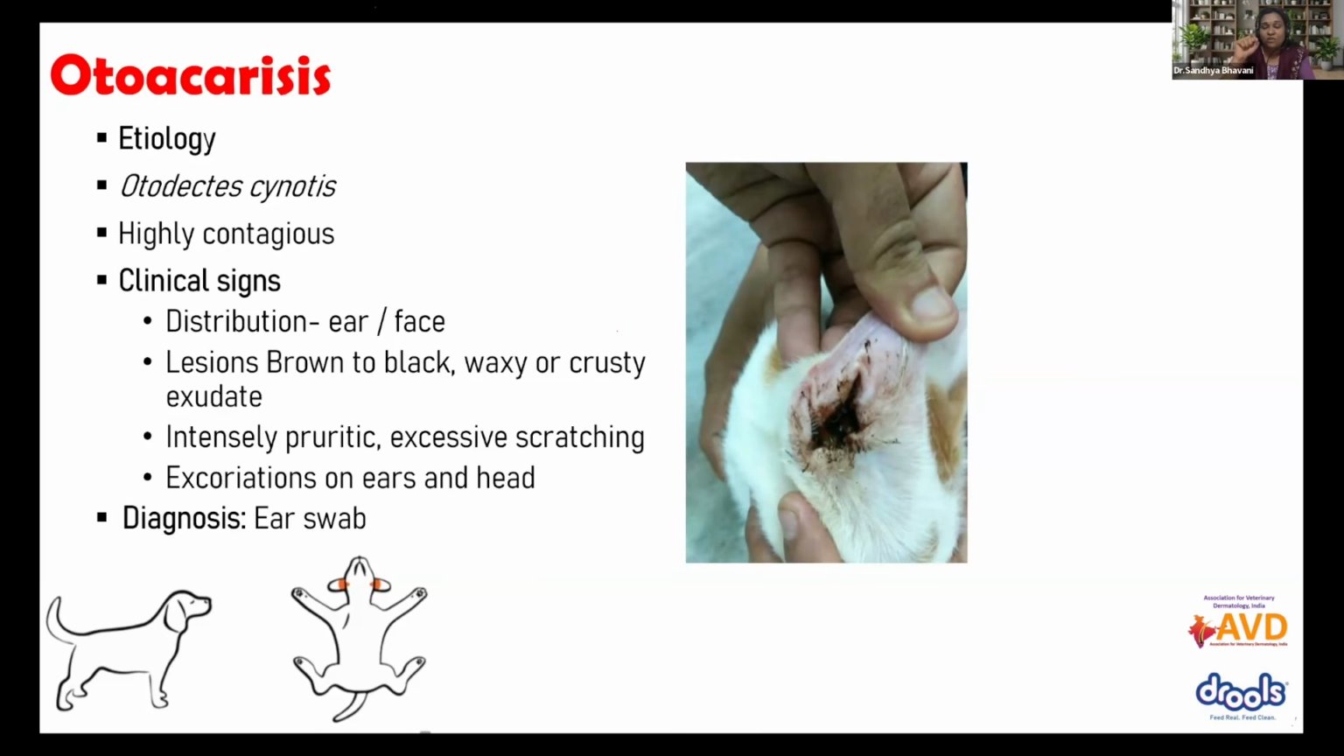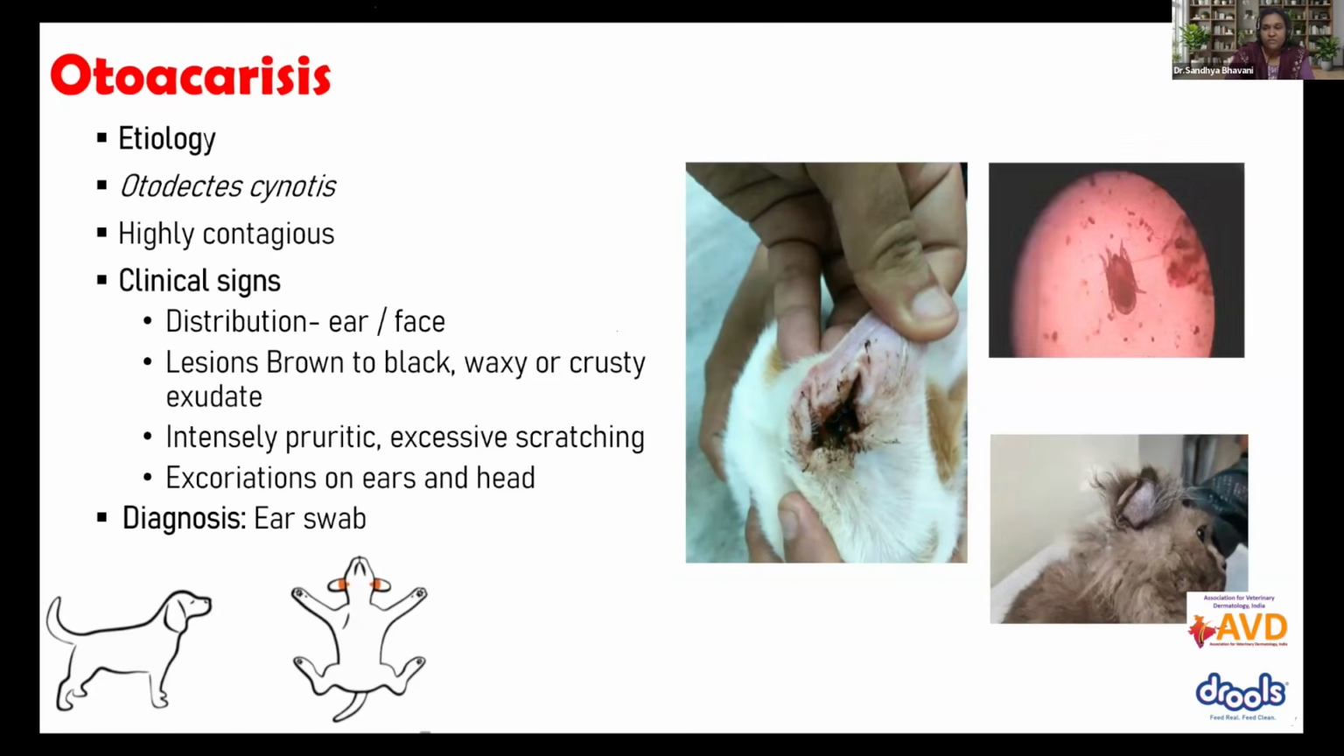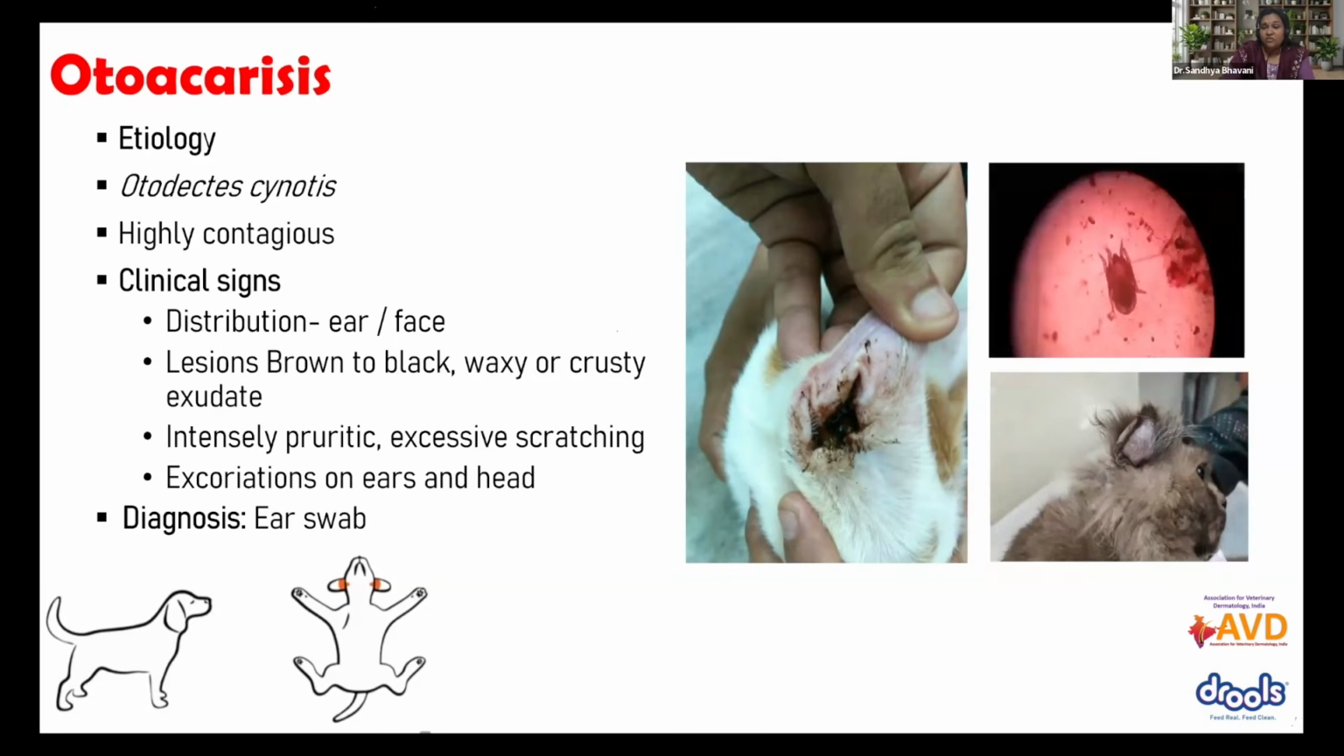So here what we do is the ear swab examination. So this is the mite. This photograph shows a cat with an aural hematoma. Usually we see dogs with aural hematoma. This cat is having severe pruritus because of this Otodectes cynotis. So it was intense pruritus, and it caused the aural hematoma.